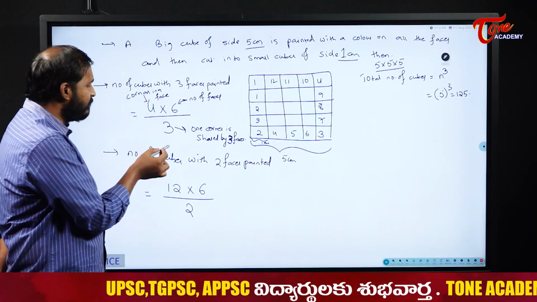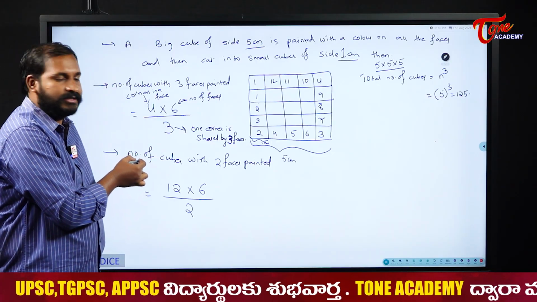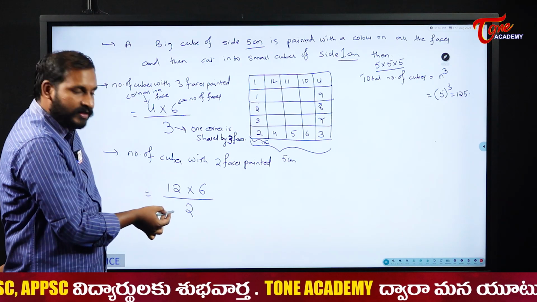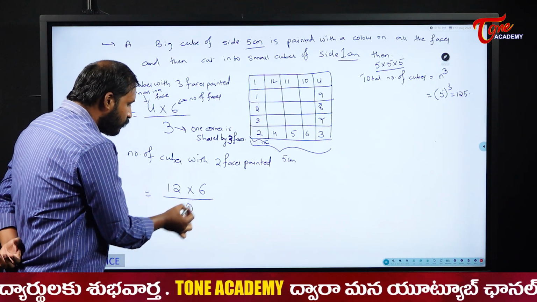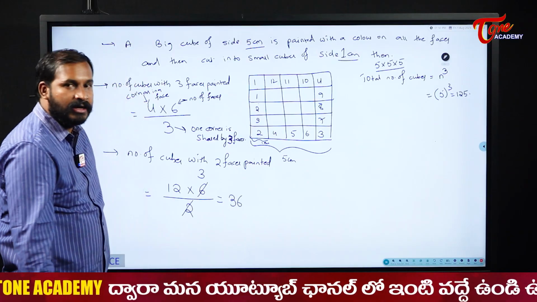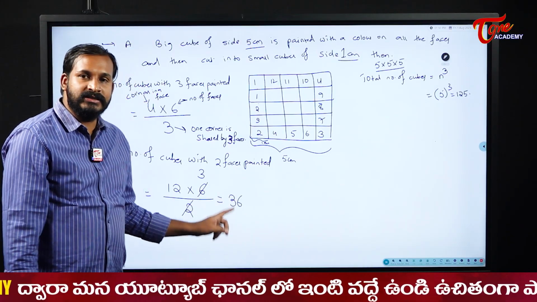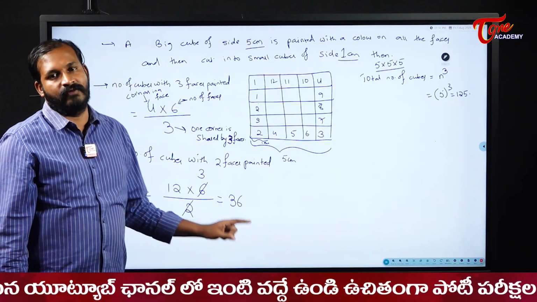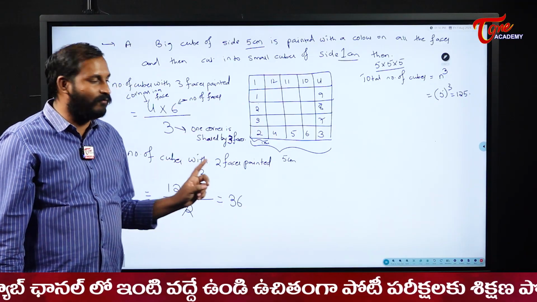Earlier the corner is shared by 3 faces, so I divided it by 3. Now the edge cube is shared by 2 faces, so I am dividing it by 2. So 2 ones, 2 threes. So in total, 36 cubes will get paint on 2 faces.